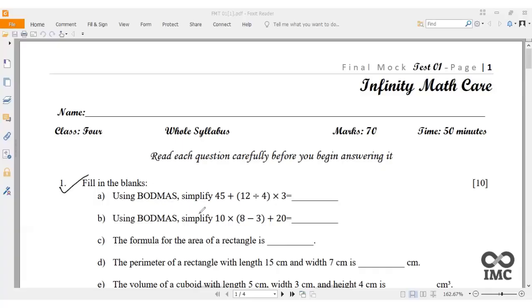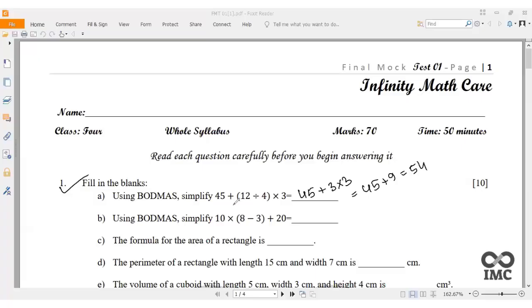Using BODMAS, simplify 45 plus 12 divided by 4 multiplied by 3. So, how can you solve this? Look, 45 plus, we know that we have to do the bracket at first. So, 12 divided by 4, that will be 3. So 3 multiplied by 3. Now we need to do the multiplication. So 45 plus 3 threes is 9. 45 plus 9 will be 54.